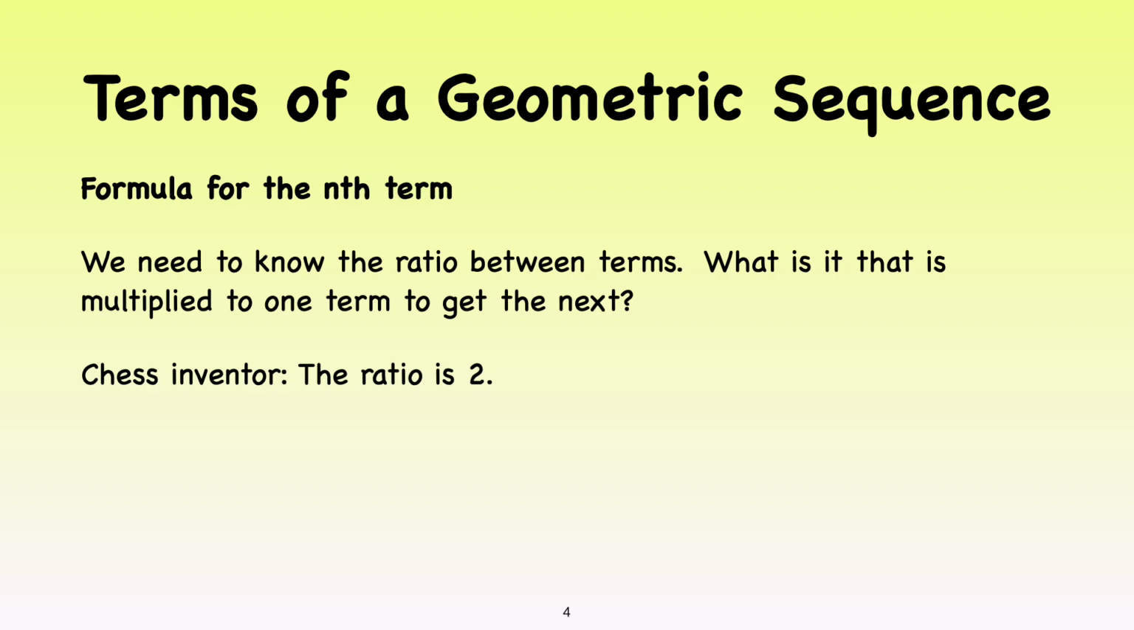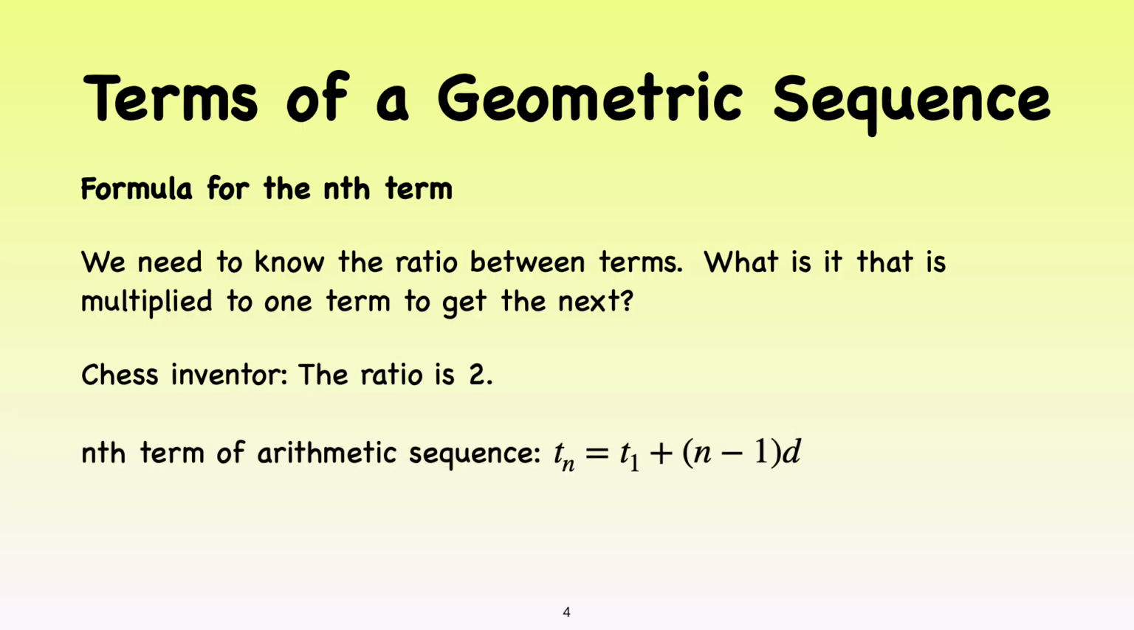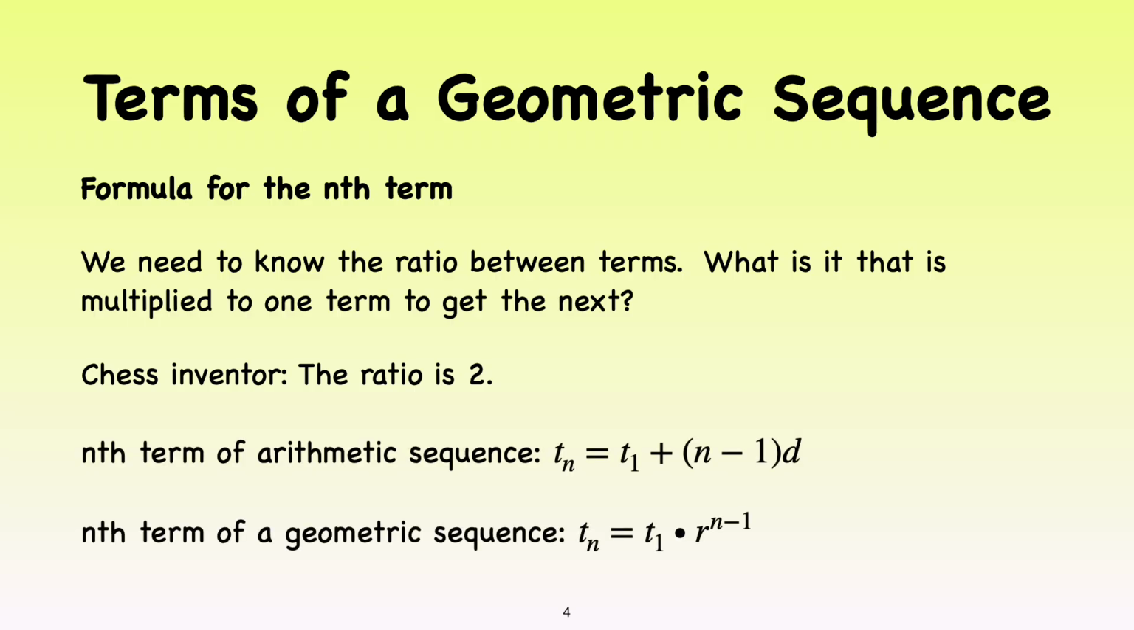Here are the two formulas for the nth term of the kinds of sequences we are considering. The arithmetic sequence is this formula, which we've already studied. And here is the geometric sequence. Notice they both have the expression n minus 1 in them. In the formula for the geometric sequence, the ratio is multiplied again and again.